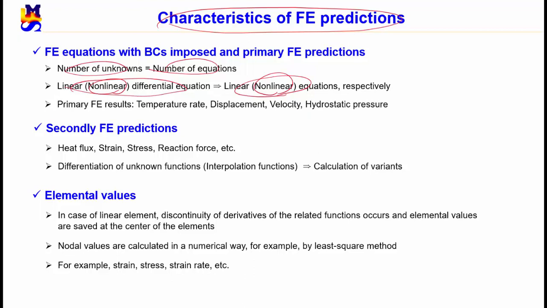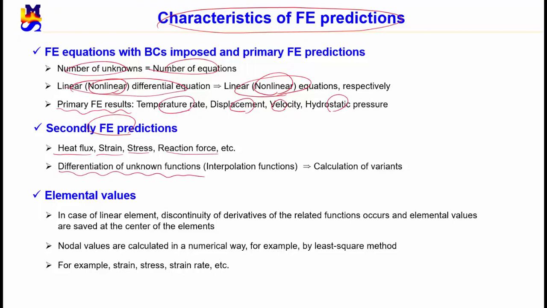The primary state variables, which are direct solutions of the finite element equations, include temperature or rate of temperature, displacement or velocity, hydrostatic pressure depending on the problem formulation, and so on. The secondary state variables include heat flux, strain, stress, reaction force, and the like. The accuracy of the primary state variables is relatively high compared with most secondary state variables, which are calculated from derivatives of the primary state variables.